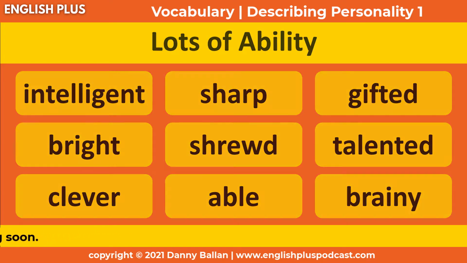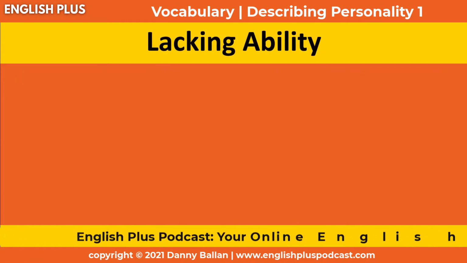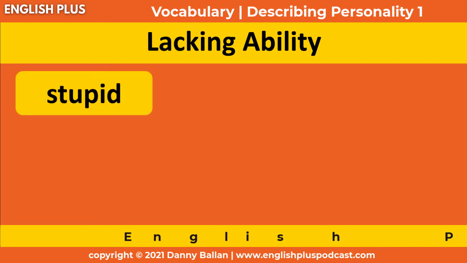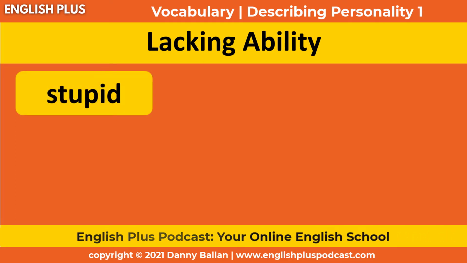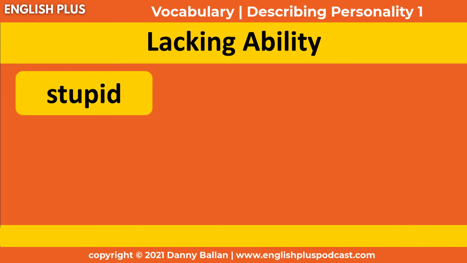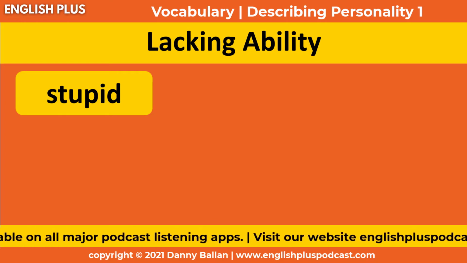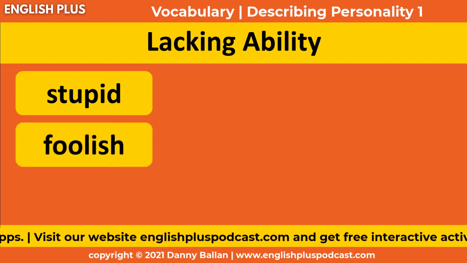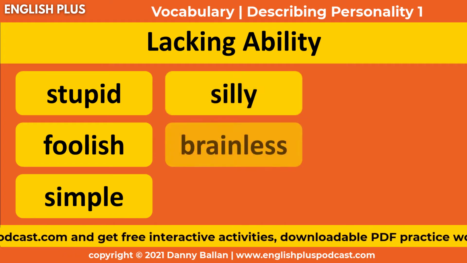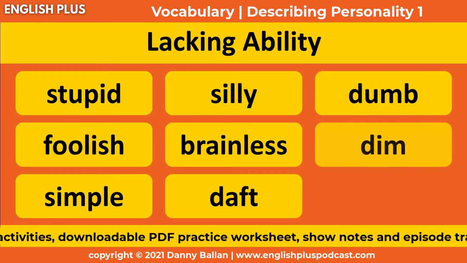Now, what about the opposite? What if you want to describe people who don't have a lot of intellectual ability and maybe lack some intellectual ability? The first word that comes to mind might be stupid, of course, but we also have other words we can use to describe people who are lacking the intellectual ability. And I'm mentioning them with a heavy heart because I hate to use them to describe anybody. But since we talked about words for people who have lots of intellectual ability, I guess I have to mention these words as well. So, as we said, stupid might be the most famous word, but we also have other words like foolish, simple, silly, brainless, daft, dumb, dim, and thick.